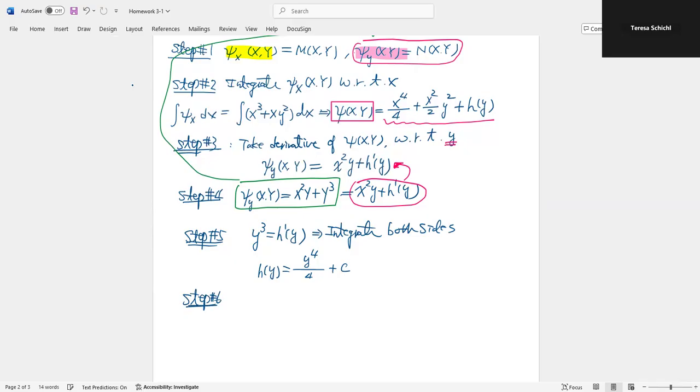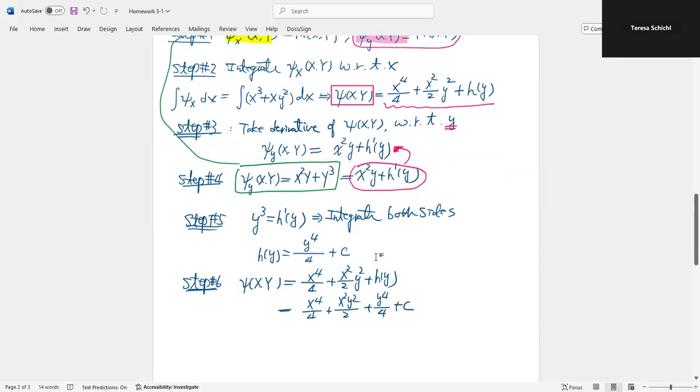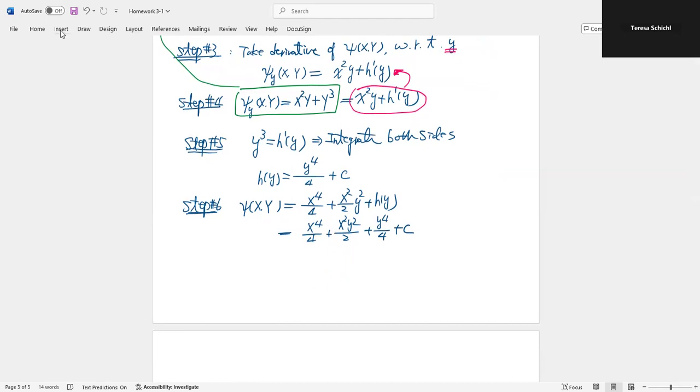So my Φ(x,y) from step number 2 is equal to x to the fourth over 4 plus x squared over 2 times y squared plus h(y). And from the h(y) we just got, this is x to the fourth over 4 plus x squared y squared over 2 plus y to the fourth over 4 plus c. Okay, that's it. Now step number 7, what do we do here?